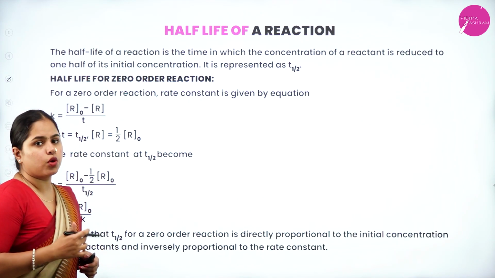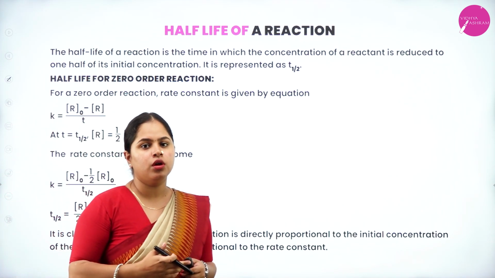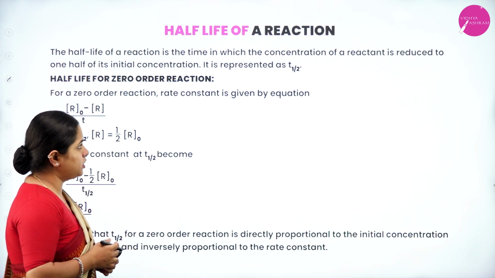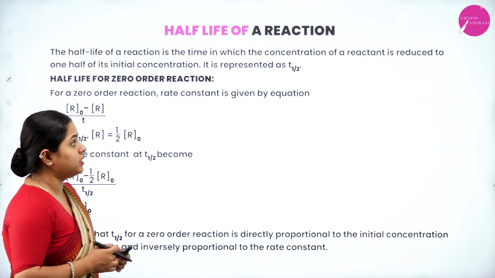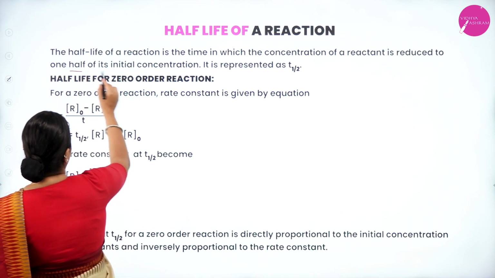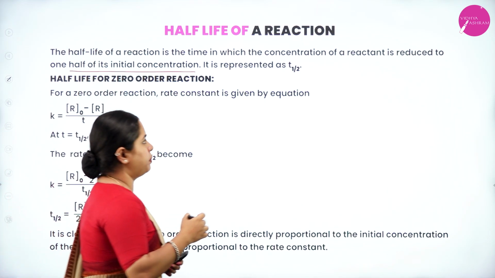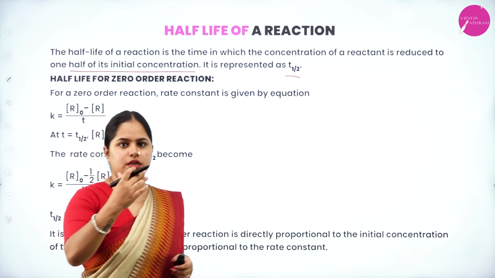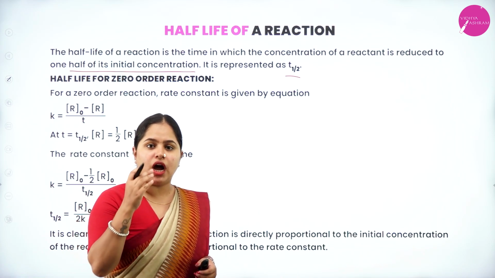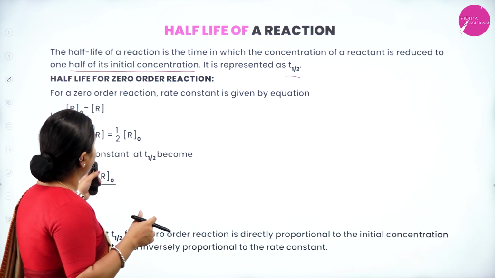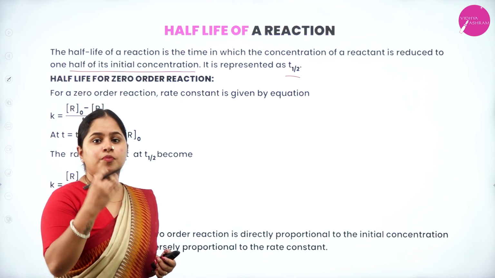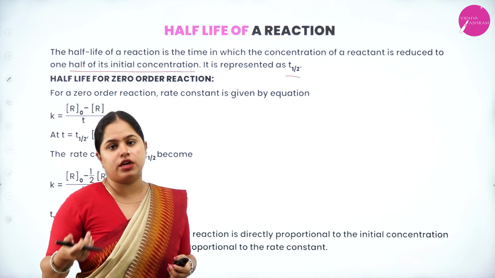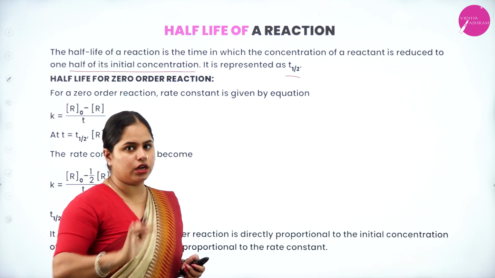So first let us discuss what is the half-life of a reaction. This is also a very important part of the chapter. The half-life of a reaction is the time in which the concentration of a reactant is reduced to 1/2 of its initial concentration. It is represented as T half. So from the name itself you can say something is becoming half, right? Half-life of a reaction is defined as the time required to reduce the concentration of the reactant to half of its initial concentration.